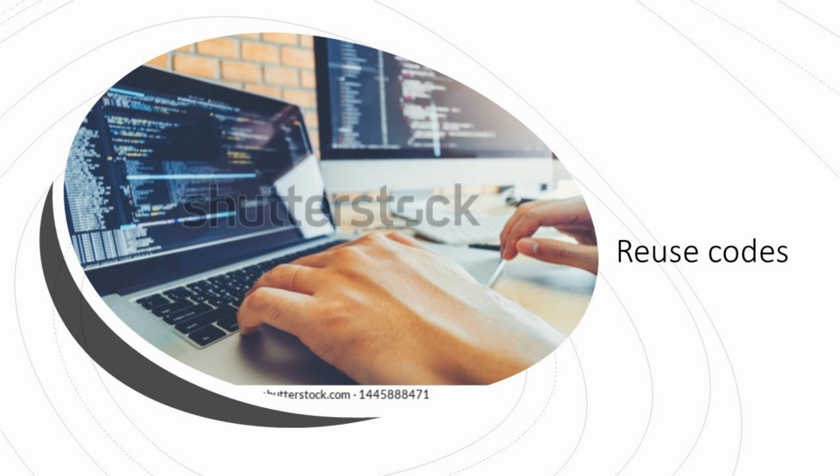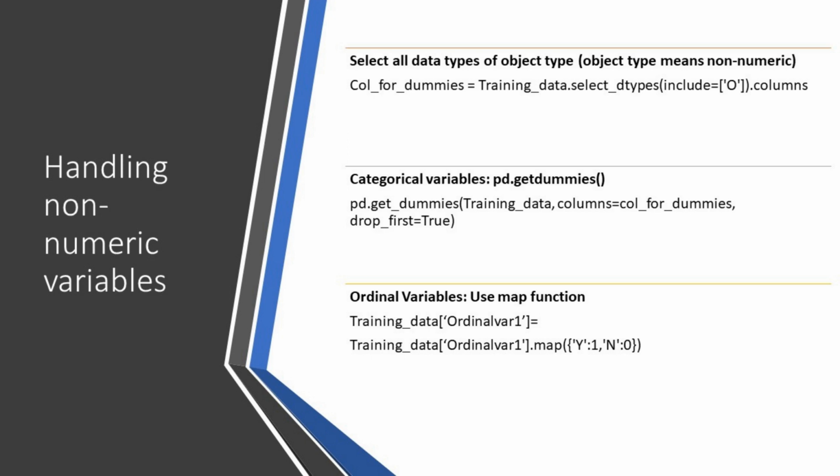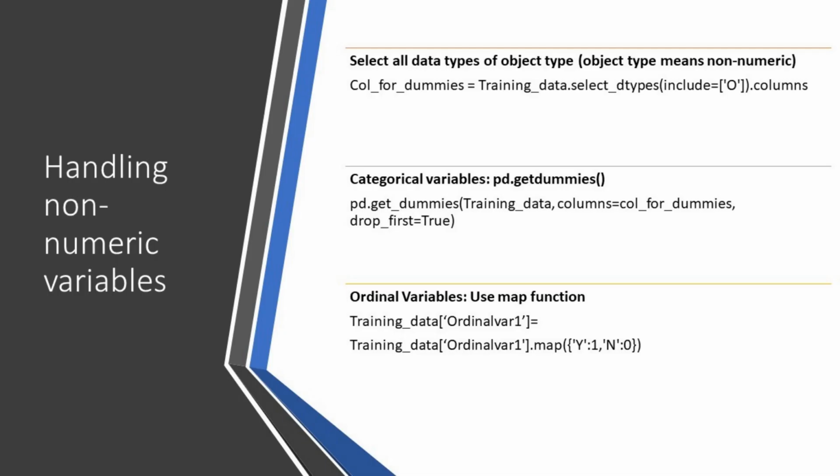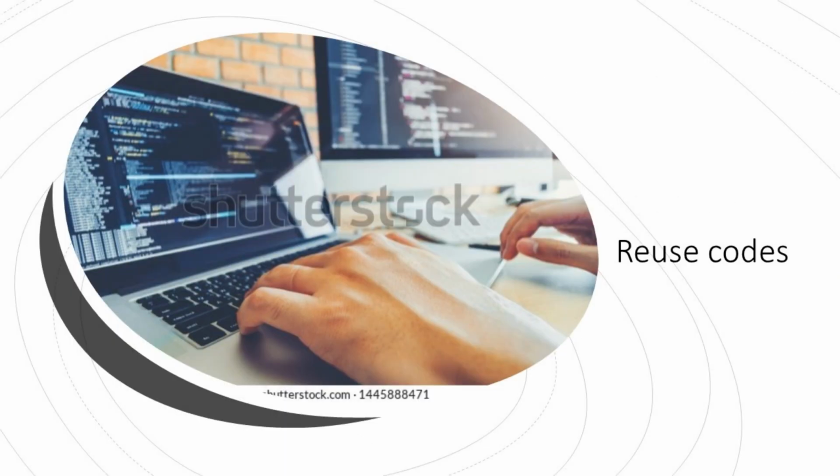The same thing you could have easily done for the other ordinal variables and categorical variables. You can directly use the code that is mentioned, like pd.get_dummies, you can see here. Instead of training data, you paste the name of your training data set, and in the columns, you can mention the columns in your data set for which you need a dummy, the categorical columns, and that's it. And for ordinal variables also, I have written ordinal variable 1.